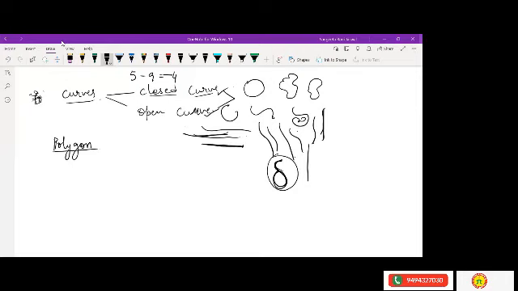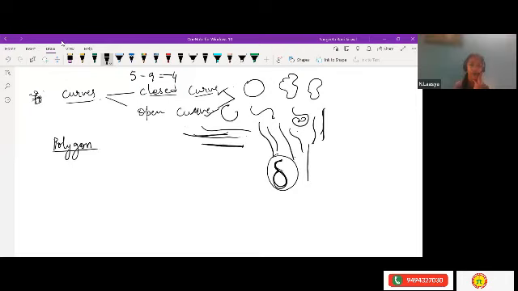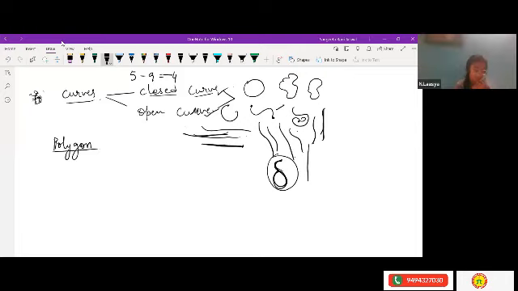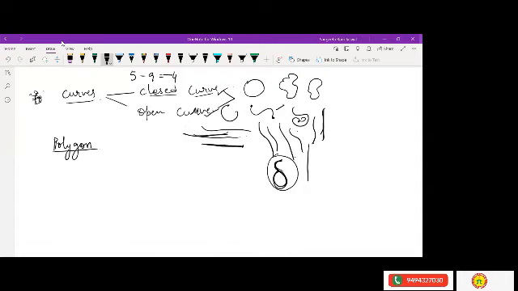Ma'am, so we can have diagrams of two categories, right? Yes. Open curve, where the starting point and ending point are far apart. Closed curve, where the starting point and ending point merge together. Okay? Is it clear to everyone?